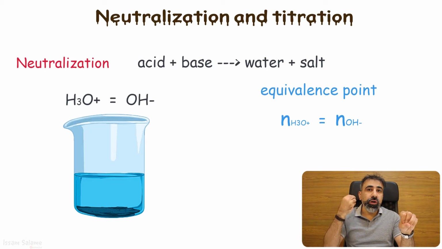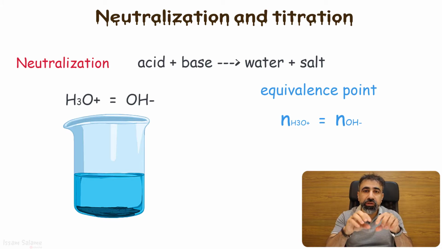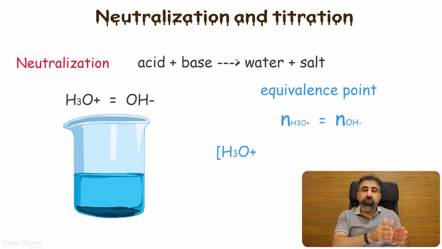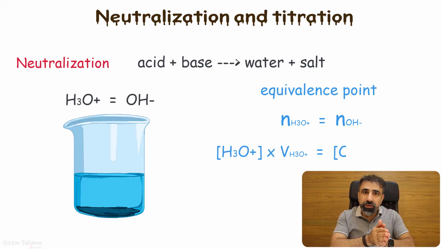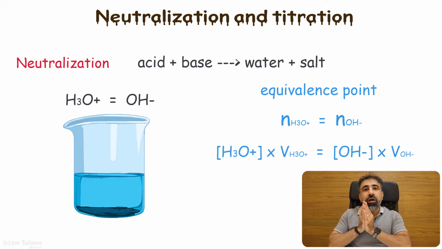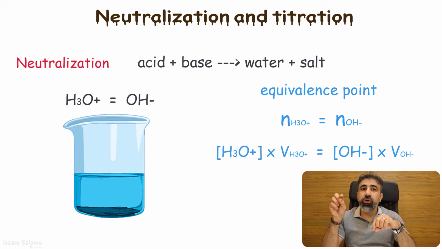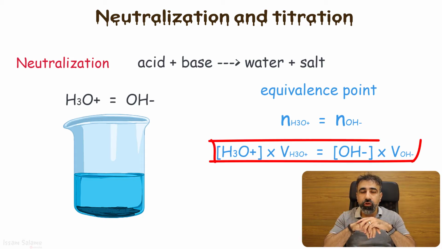And we learned earlier that the number of moles can be calculated by multiplying the concentration, which is the molarity, by the volume. So we can use this formula at the equivalence point: concentration of hydronium ions multiplied by volume of hydronium ions is equal to concentration of hydroxide ions multiplied by volume of hydroxide ions. Whenever we have an equivalence point, we can use this formula.